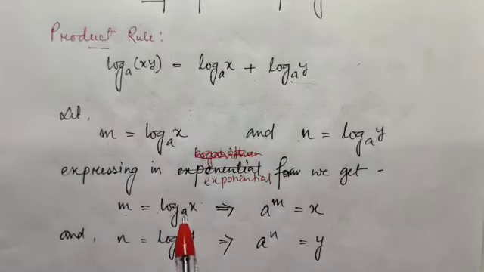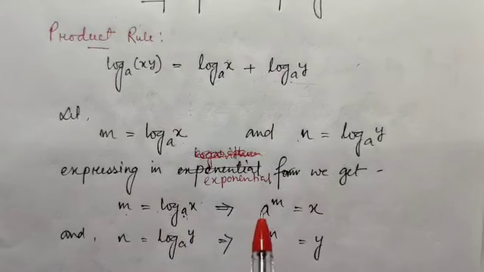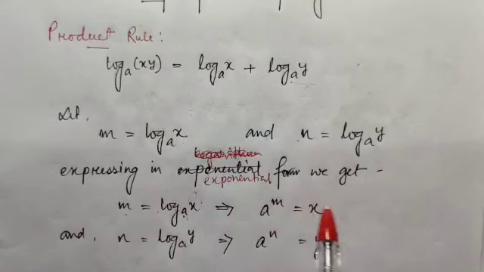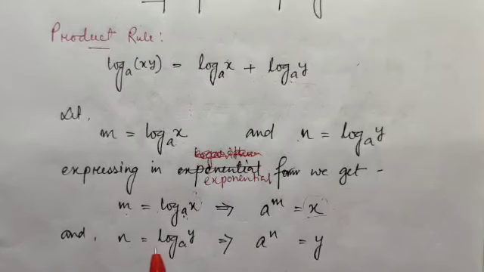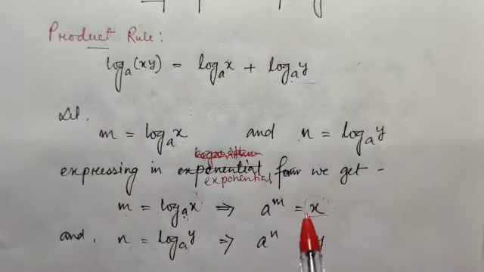Then see here, a is the base, m is the power, and x is the argument, so the argument means the answer. If a is raised to the power m, what will come? It will come x. Similarly, n is equal to log y with respect to base a. That means if a is raised to the power n, the answer will come y. Okay, I think this is clear.